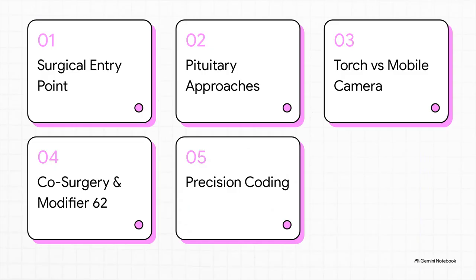Here's our roadmap for today's explainer. We'll start with a surgical entry point, move into decoding pituitary tumor approaches, compare the torch versus mobile camera, dive into co-surgery and modifier 62, and wrap up with precision coding and documentation. Let's get right into it.